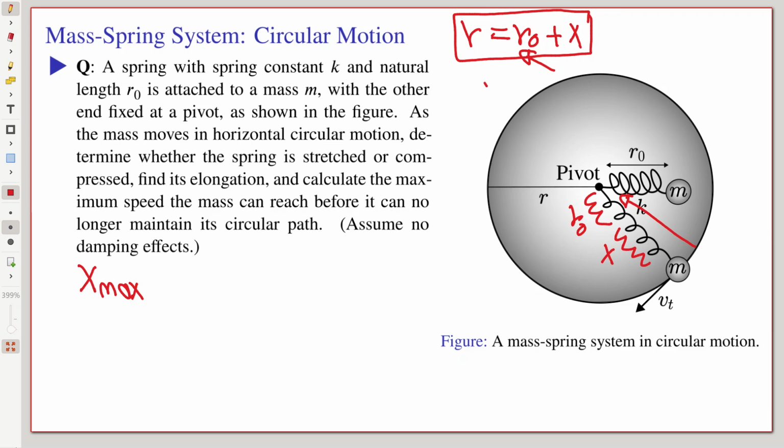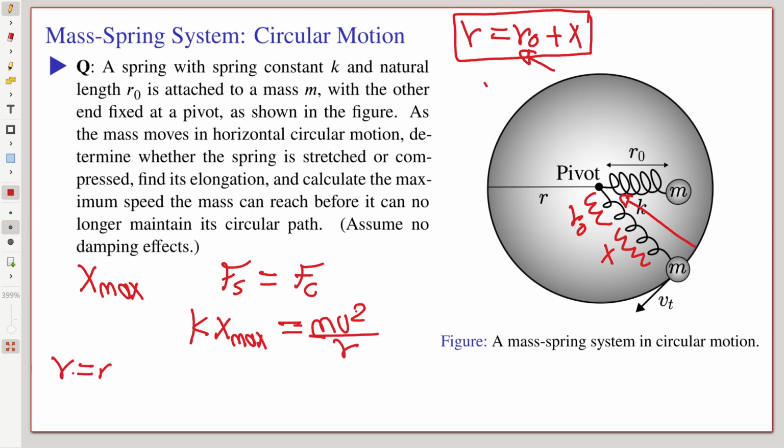Okay, so let us write the equations again. Newton's second law, the net force. We know that again, Fs is equal to Fc. Now this time you write k x maximum. We assume that the spring has its own maximum elongation, an elastic limit, that is equal to m v squared divided by r. Now r, we know that again, r is equal to r naught plus x maximum. Watch out for it.